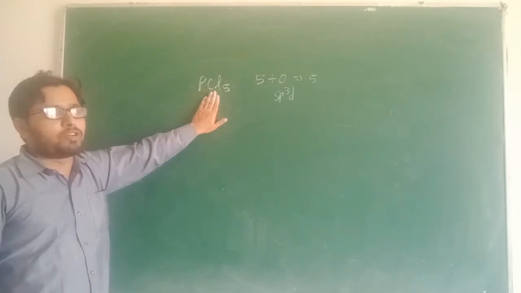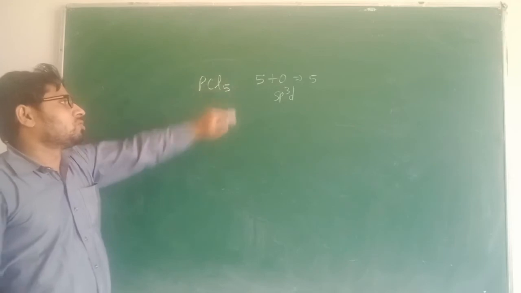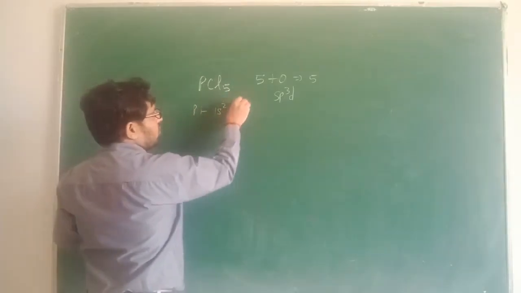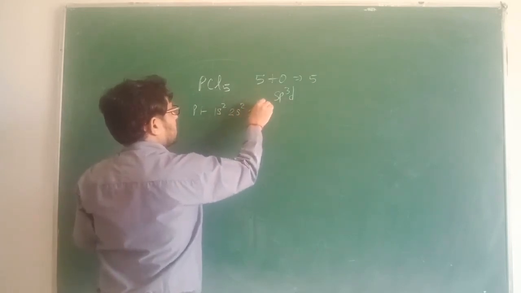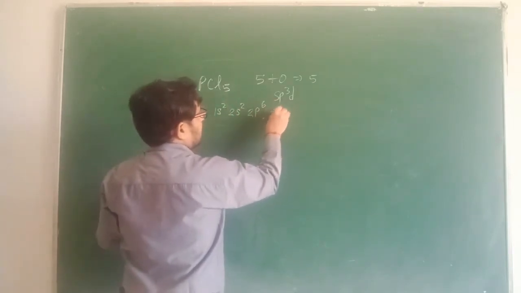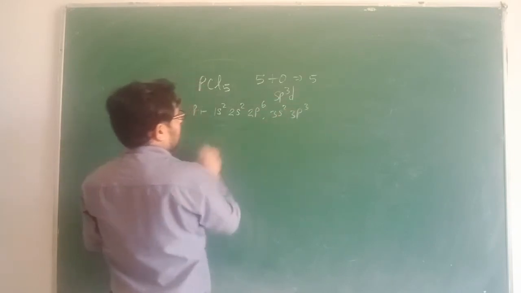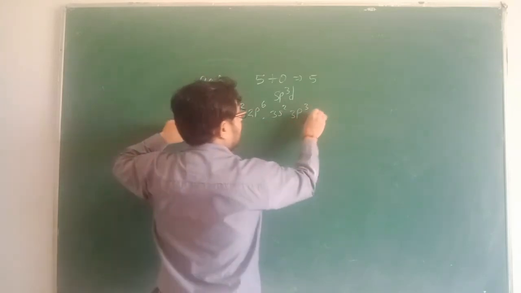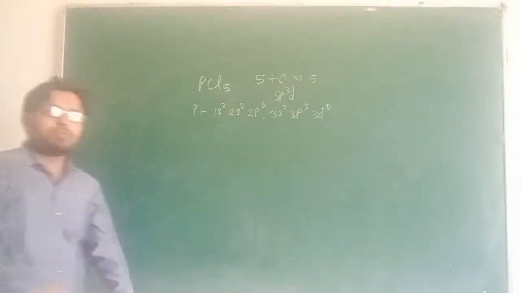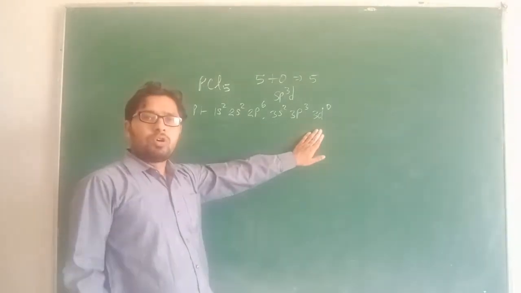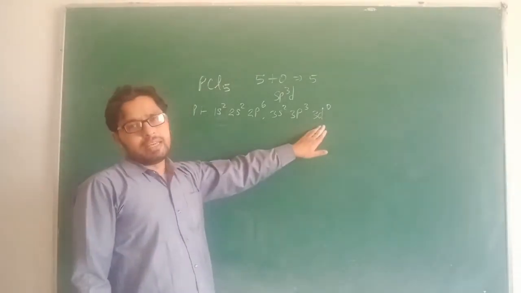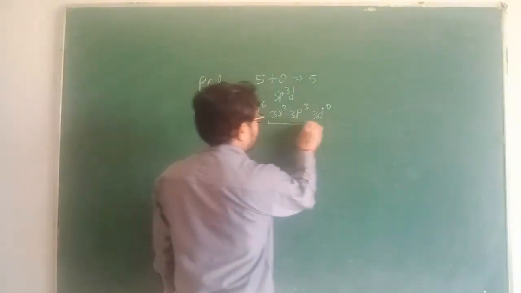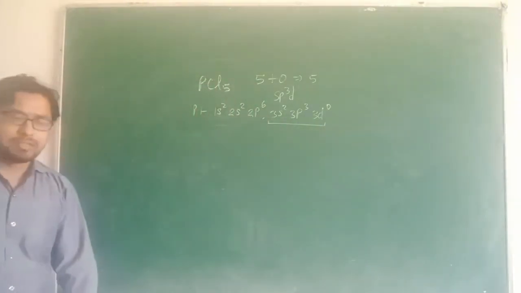Now again coming to the topic by the electronic configuration. The electronic configuration of phosphorus I am going to write: 1s2, 2s2, 2p6, 3s2, 3p3. Phosphorus is 15, and 3d0, because in the third shell the orbitals are going to participate. Same, the outermost orbital we are going to represent. Here the outermost shell is the third.